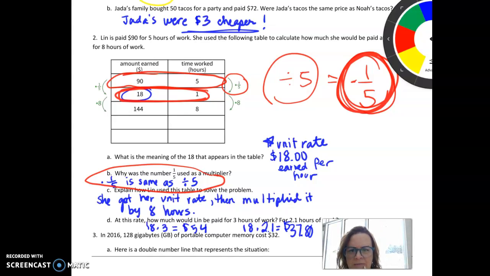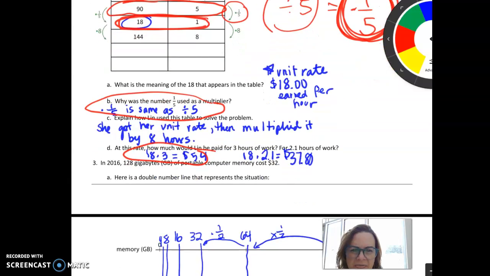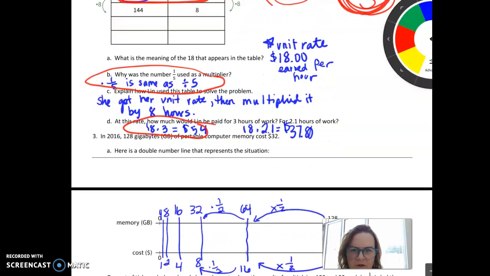And then at this rate, how much would she be paid for 3 hours of work? Well, we would just take 18 times 3. See how handy it is to have the unit rate? Because now we can just multiply it. 18 times 3, she'd make $54. And if she worked for 2 1/10 hours, then we would just multiply 18 times 2 1/10 and get $37.80.